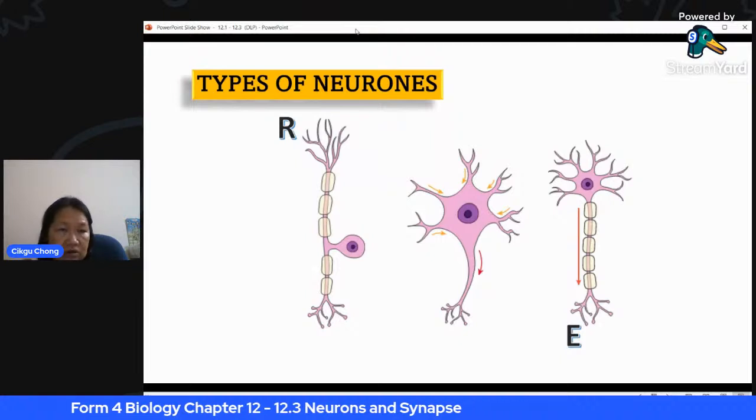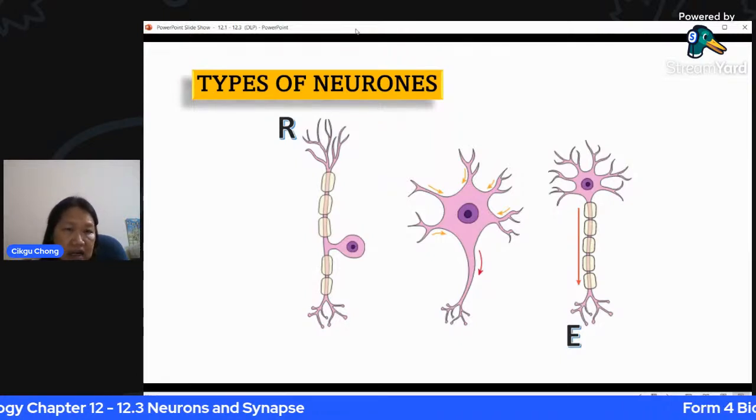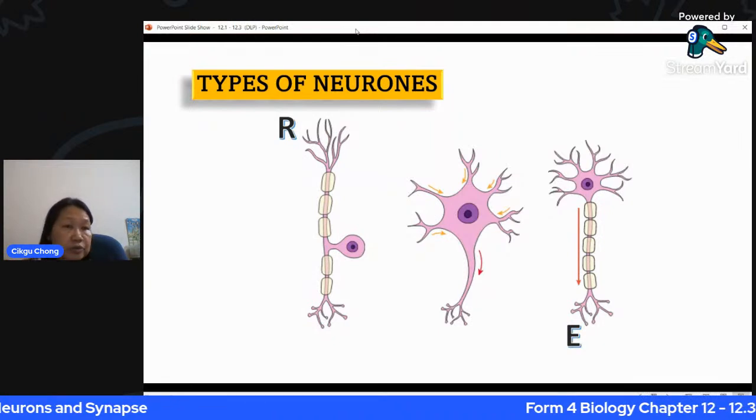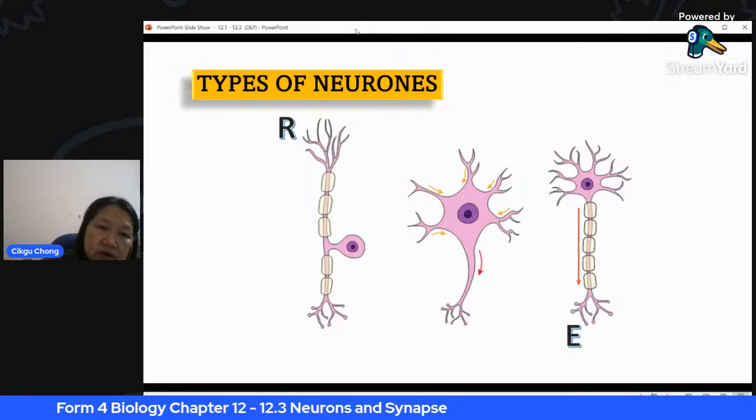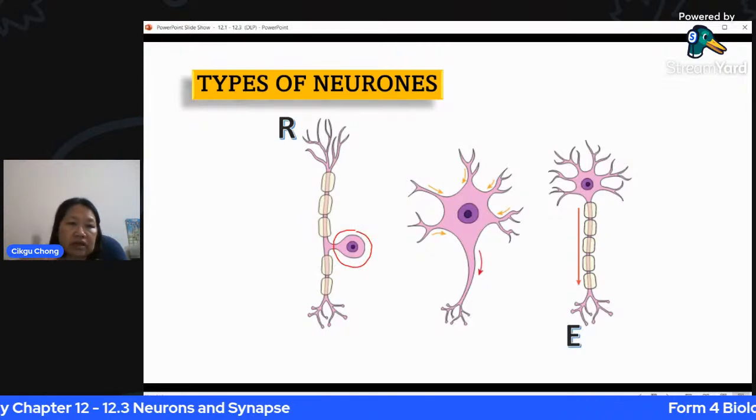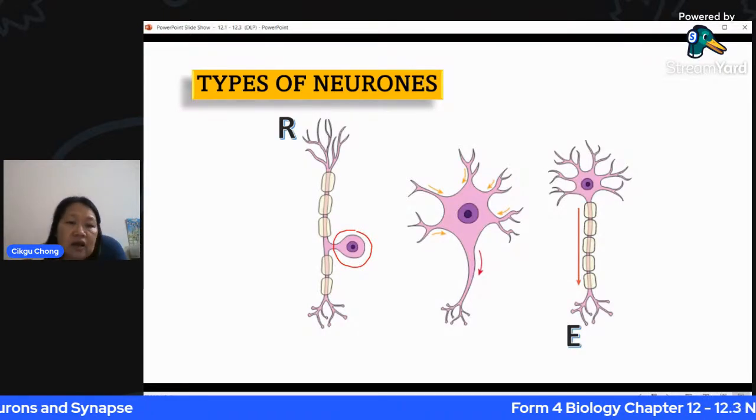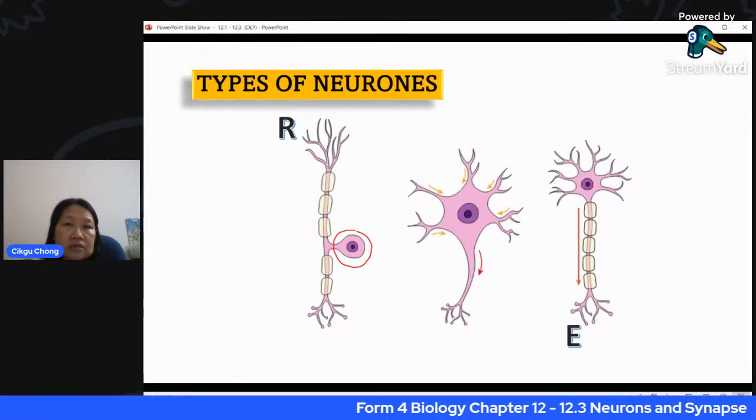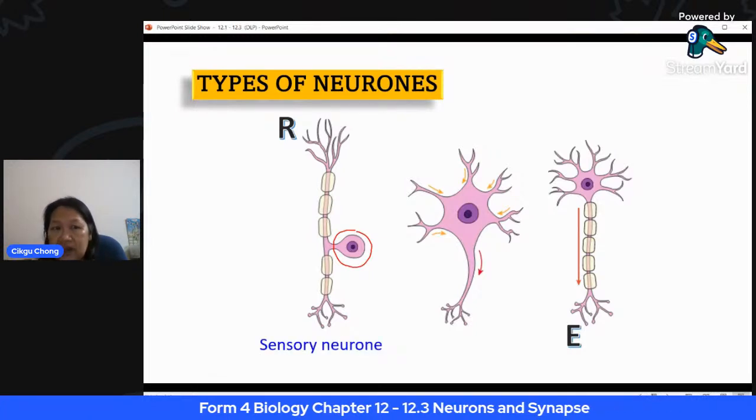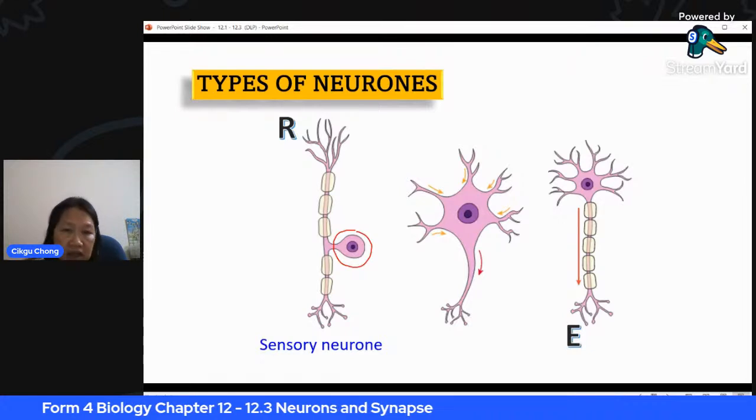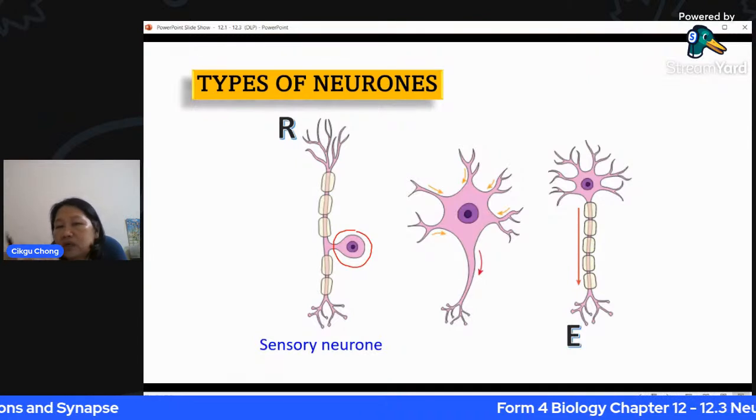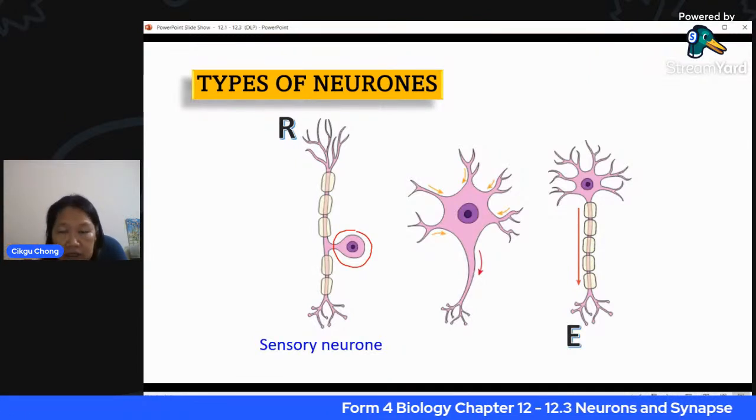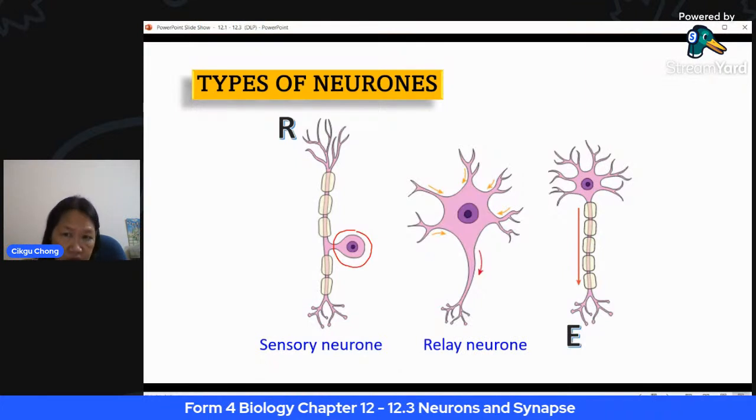The first one on the left, I give you the R. R here stands for receptor. It connects to the receptor, and you can see another clue: the cell body is roughly in the middle here, not at one end. So this one is the sensory neuron. And the second one, you hardly see the axon or the dendron. You can see only the dendrites and the cell body. This one is the relay neuron.